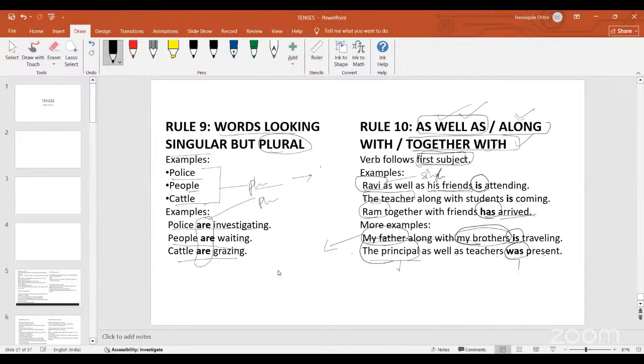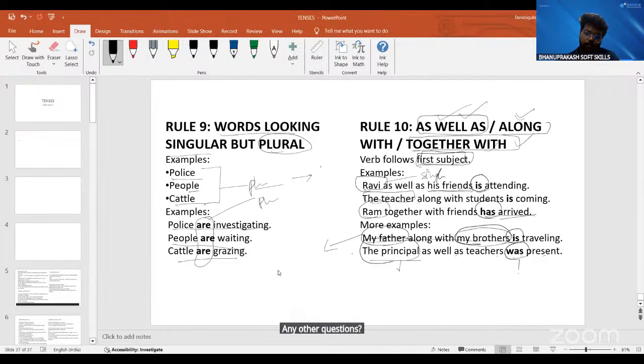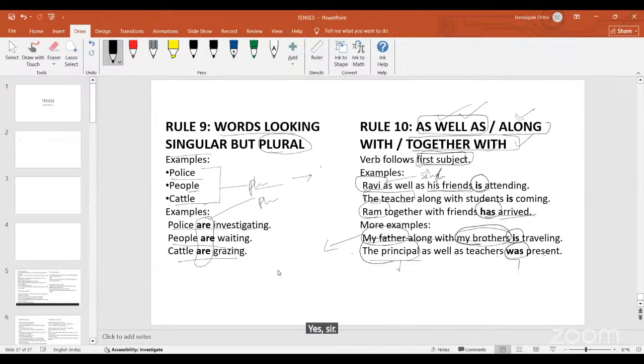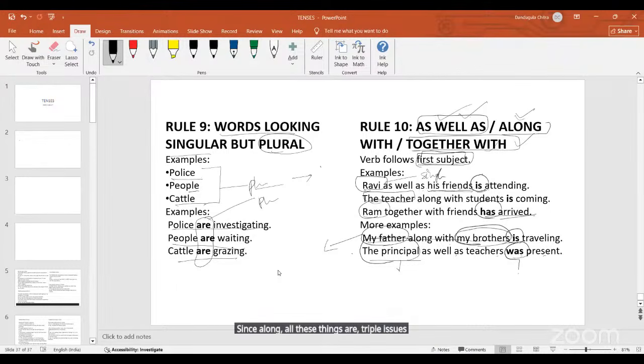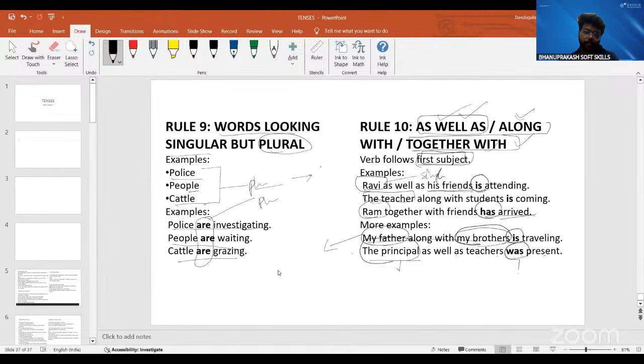Okay, sir. Any other questions? Sir, when do we use 'since'? 'Since' is a preposition that I'll discuss in the prepositions classes. 'Since', 'along', all these are prepositions. Okay, sir. Any other questions?